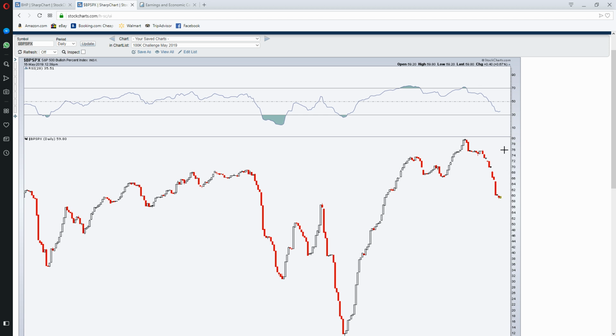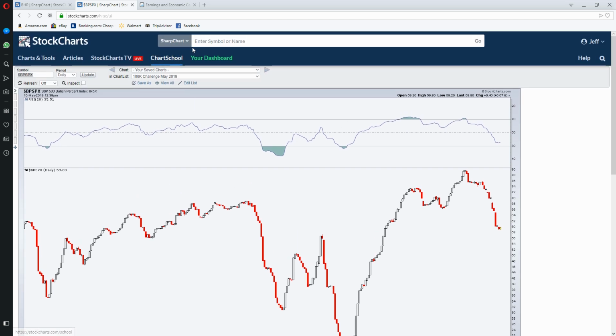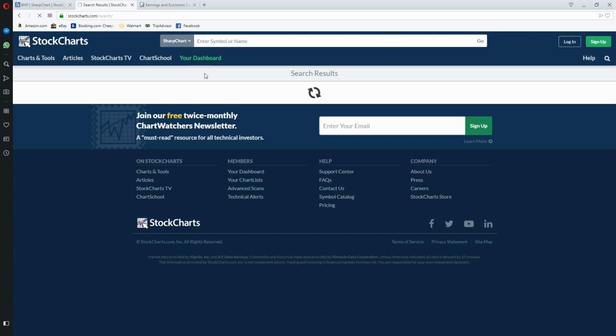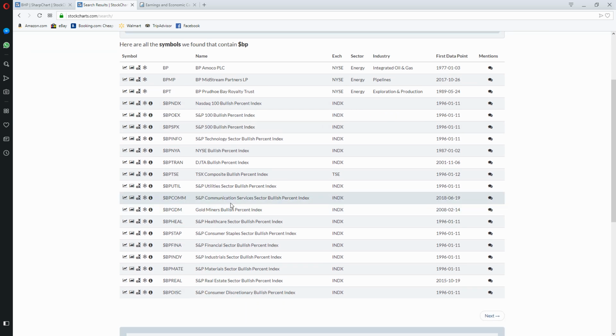Now you can take this and apply it to not just the S&P. We can apply this to different sectors that are out there. So you can come in, well, here, I'll just come up here. Let's go to $BP, and I'll hit enter because that's not a symbol. But here we come up with all the different bullish percent indexes. $BP NDX is for the NASDAQ 100.